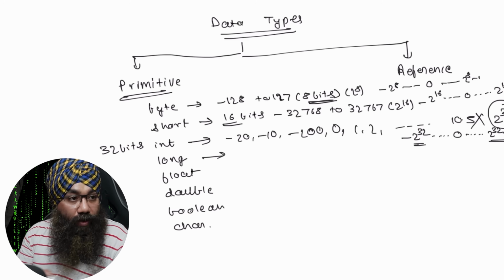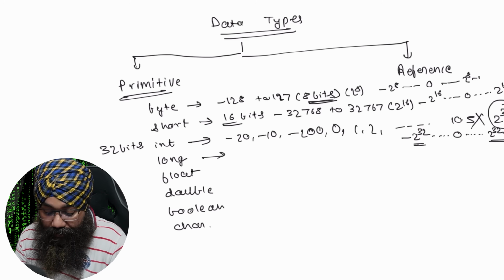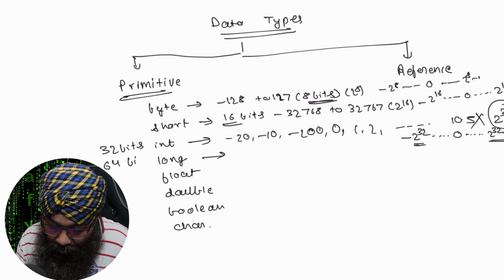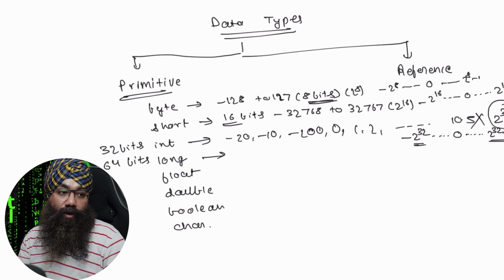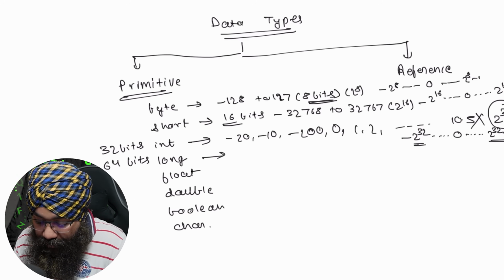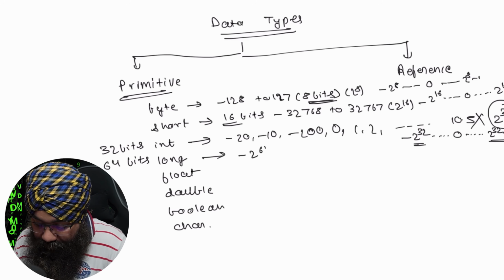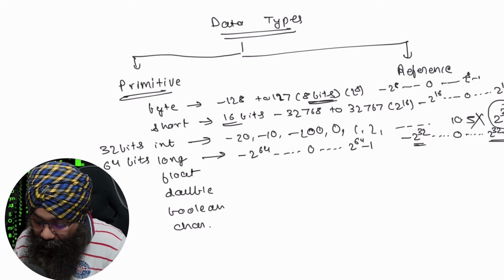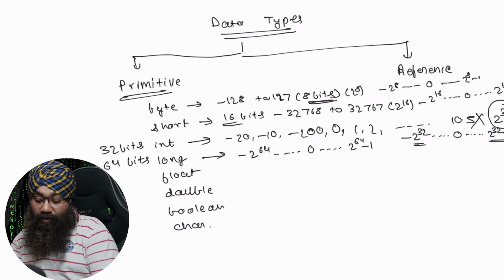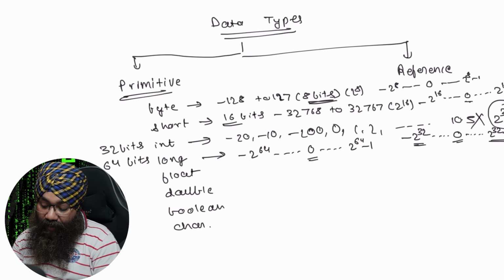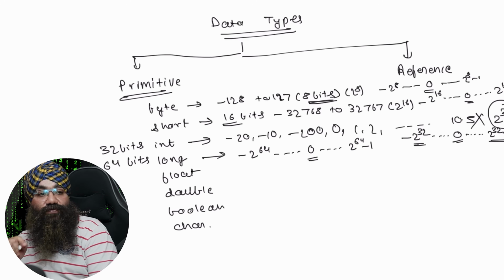Now, long is even bigger than integer. It is a 64-bit number you can hold using long. So its range is minus 2 to the power 64 to 0 to, on the positive side, 2 to the power 64 minus 1. Why do we do minus 1 always? Because we have to accommodate 0 as well. That is why on the positive side, it is one number less.